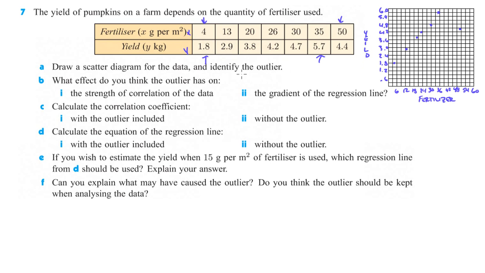Draw a scatter diagram for the data and identify the outlier. So this here is our outlier, because it does not quite fit with all the rest of the data. But honestly, that could be a realistic piece of data, because the more fertilizer you're putting on, the higher the yield. But if you overdo the fertilizer, it's going to end up dropping back down anyway.